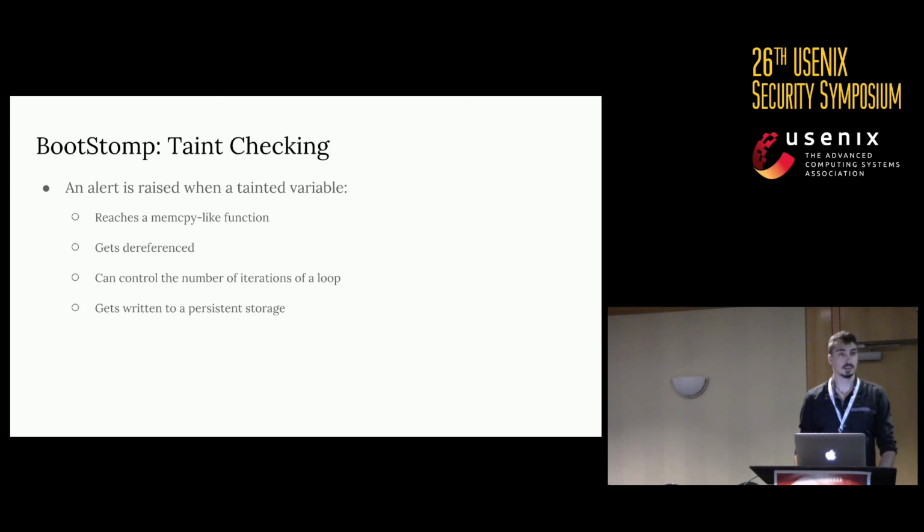Taint checking. An alert is raised when a tainted variable reaches a memcopy-like function, gets dereferenced, can control the number of iterations of a loop, and finally gets written to persistent storage. Also, a traceable output is produced, which means that together with the alert, we provide the address of every basic block which goes from the seed of taint up to the sink of taint.